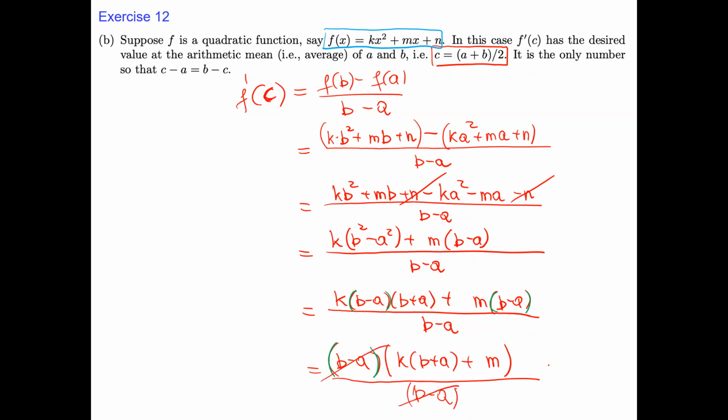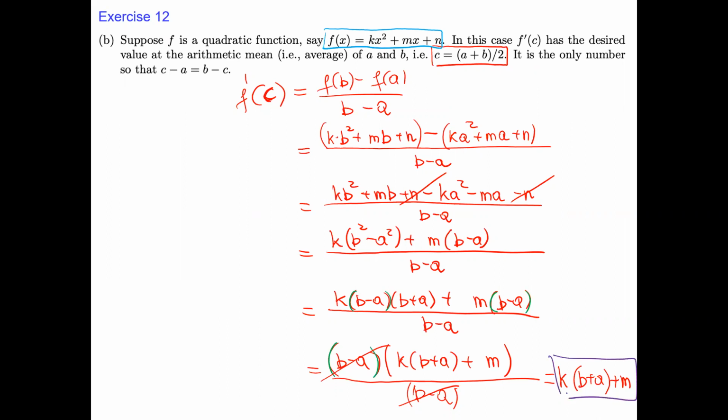Oh, I wish to have one extra line. But what we got, actually I can keep that form: k, b plus a, plus m. Okay, so this quantity, if the coefficients k and m are given, and of course the points a and b, because that's our interval a, b, we have to prove that the derivative at the given point c is the same as this form.